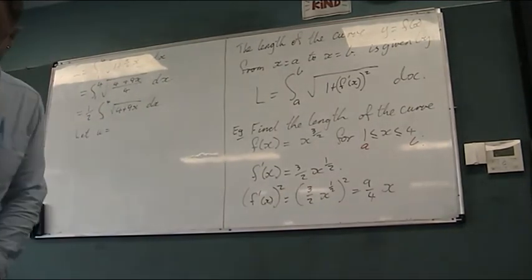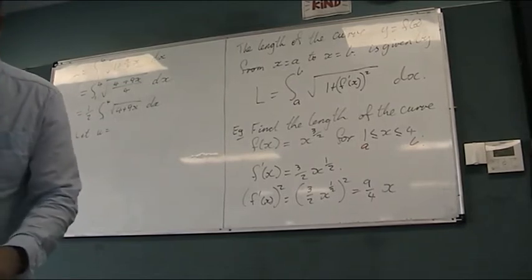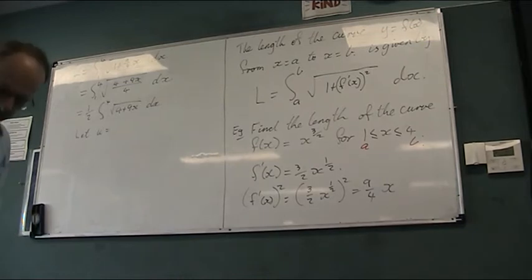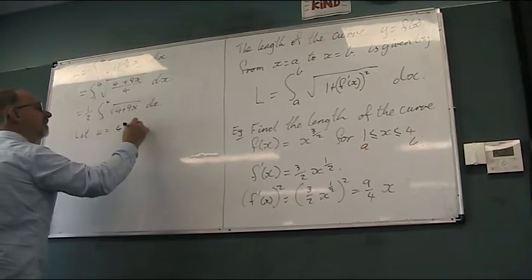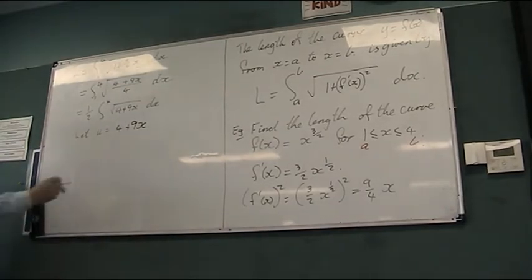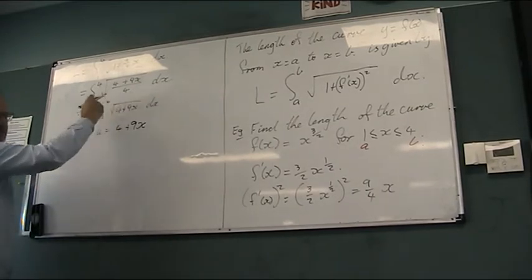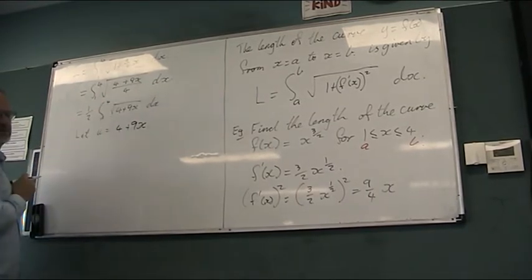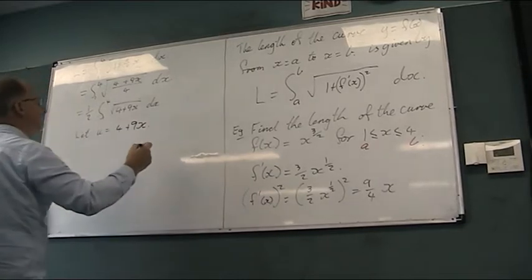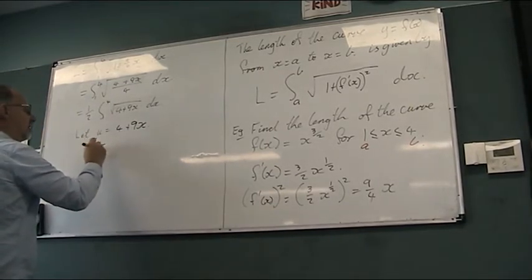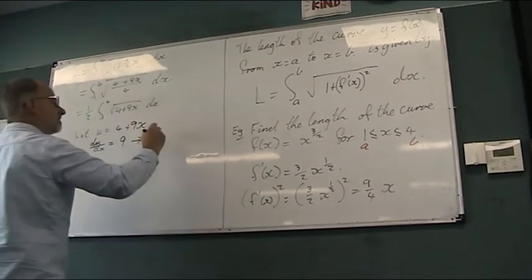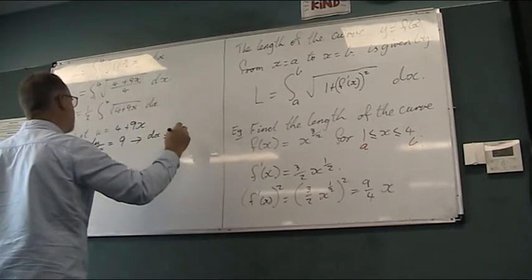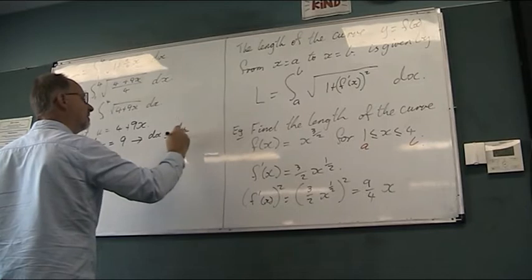Would you let u equal 9x or 4 plus, the whole lot? Yeah, the whole lot, because this bit becomes u to the half, doesn't it? Alright, so du dx is 9, yep. And then this dx, we've got to replace that, so that's going to be replaced with du over 9.